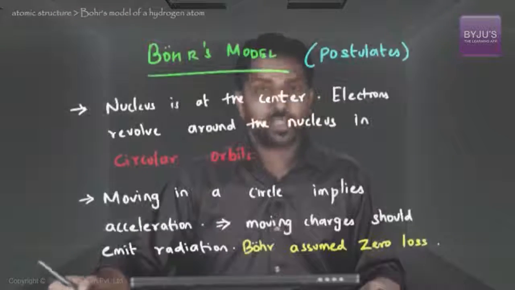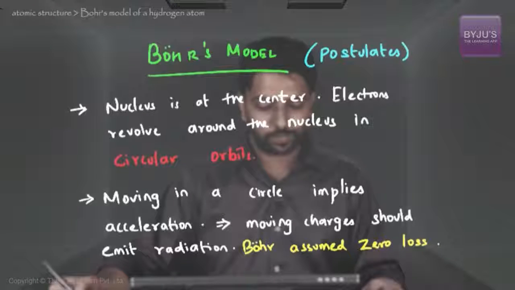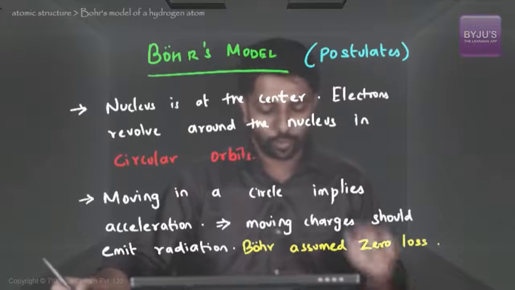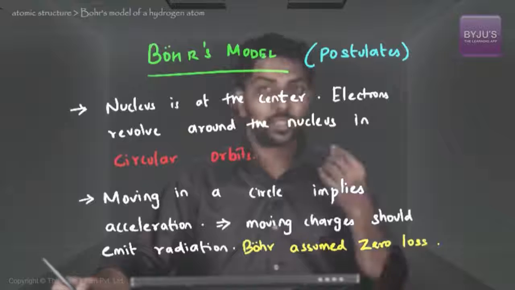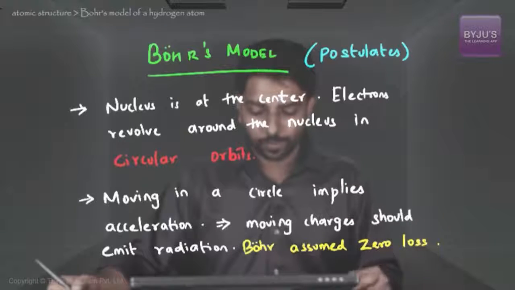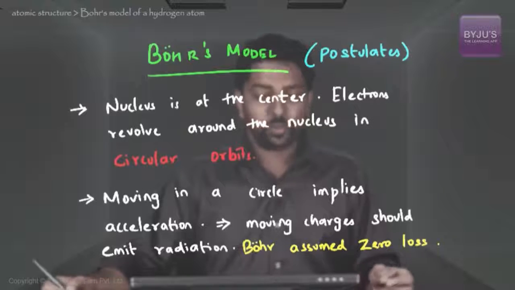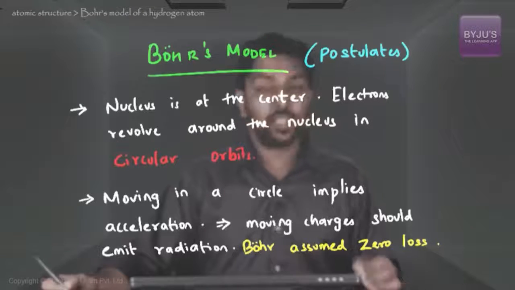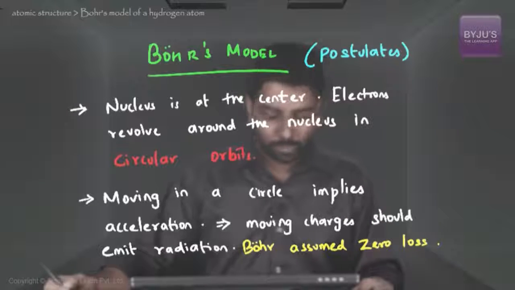In this video, let us briefly take a look at the postulates of Bohr's atomic model for a single electron species like the hydrogen atom. So let us take a look at the postulates first. Bohr postulated or proposed that nucleus is at the center, and of course that was already known from Rutherford's experiment. Electrons revolve around the nucleus in circular orbits.